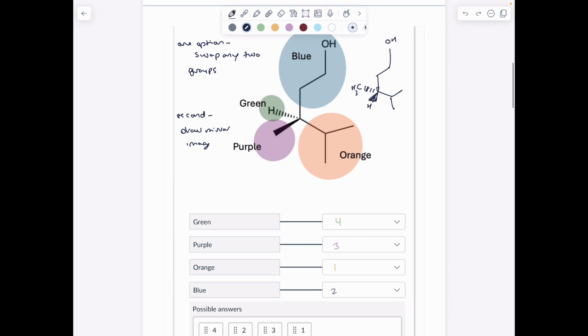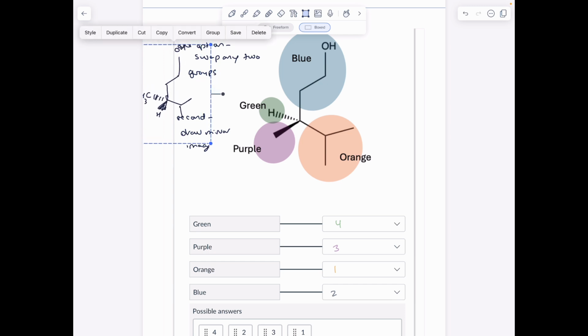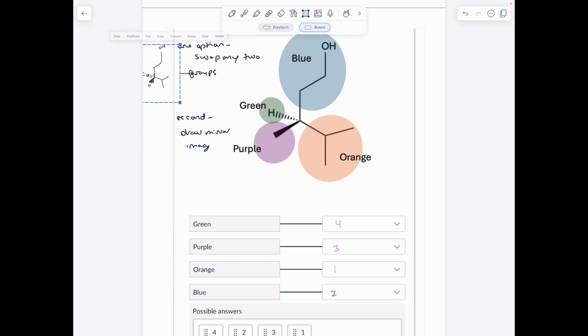That's one. Another option you could do is, oh, whoops, I didn't move this whole thing with it. So that's option one. I'll put that over here so you can kind of see it. Make it a little bit smaller. That's option one. The second option would be to literally draw a mirror image.